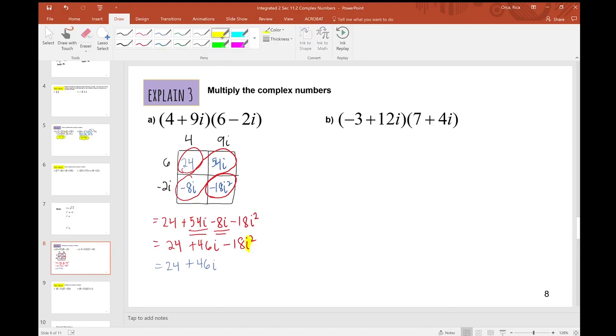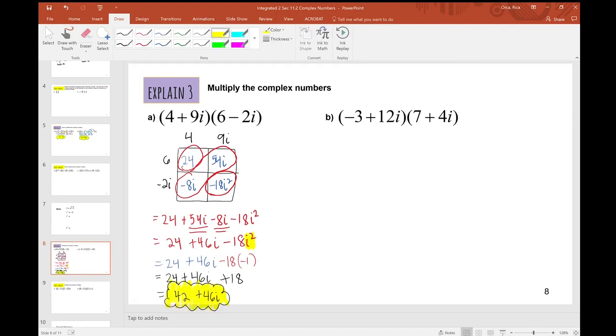Speaking of i squared, we know that i squared is equivalent to negative 1. So let's go ahead and replace i squared with negative 1. So now we have negative 18 times negative 1. Let's keep going. 24 plus 46i. And negative 18 times negative 1 is positive 18. 24 plus 18 is 42. And we have 46i. That said, our solution is 42 plus 46i.